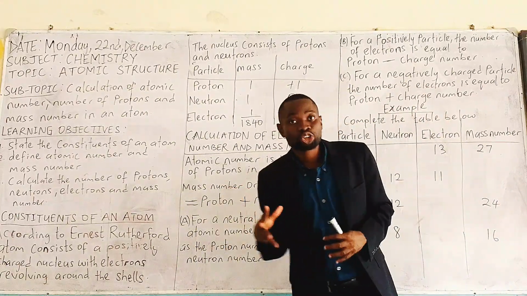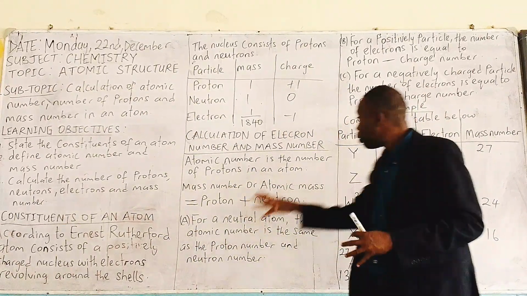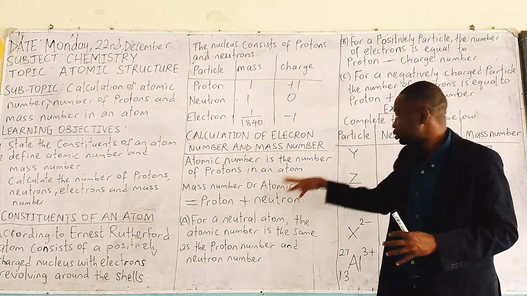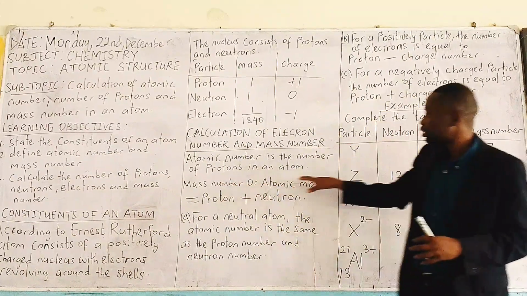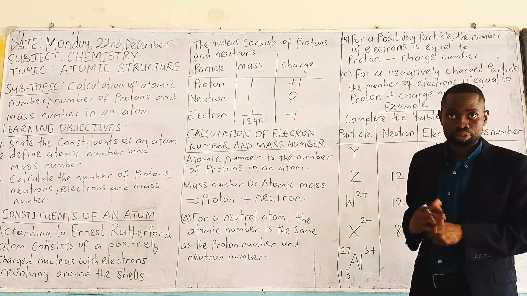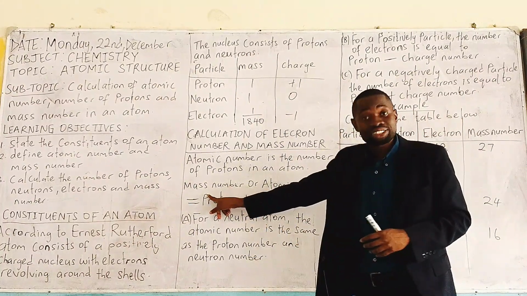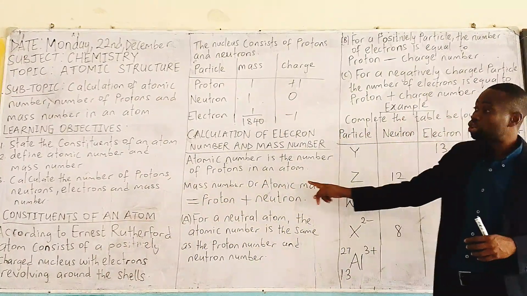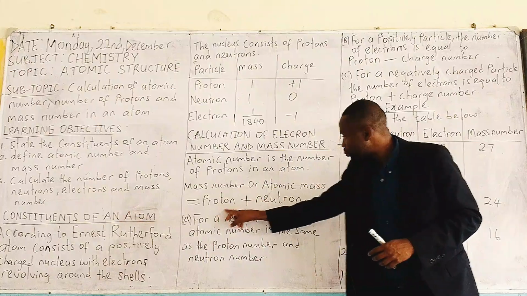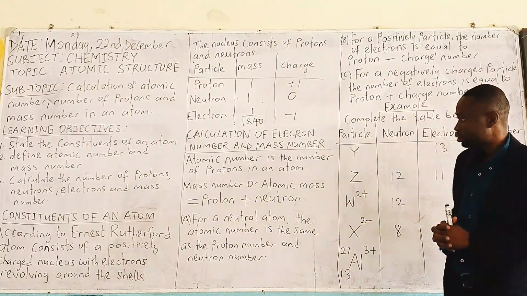The atomic number is the number of protons in an atom. Now, the mass number is equal to the proton number plus neutron number.